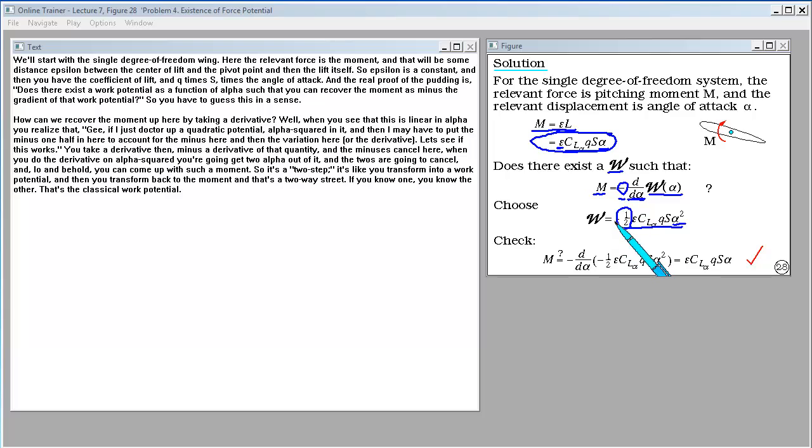You take a derivative then, minus a derivative of that quantity, and the minuses cancel here. When you do the derivative on alpha squared, you're going to get 2 alpha out of it, and the 2's are going to cancel, and lo and behold, you can come up with such a moment. So it's a two-step. It's like you transform into a work potential, and then you transform back to the moment, and that's a two-way street. If you know one, you know the other. That's the classical work potential.